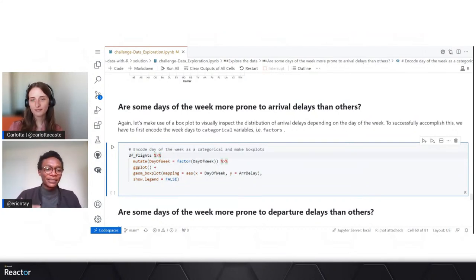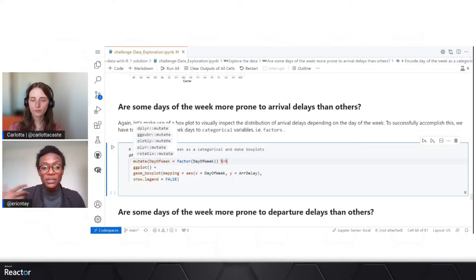But before we do that, I'm taking back something important Carlotta said, that the days of the week were encoded as numbers: 1, 2, 3, 4, 5, 6, 7. But in reality, we want to encode this as a categorical variable, because that distinguishes that day one is different from day two or from day three. And how do we do that? In R, we encode things as categorical using the factor function. A factor in R is a categorical variable, such as male, female, diabetic or not diabetic. Here it's day of the week. So we'll use the mutate verb to modify the day of the week to a factor.